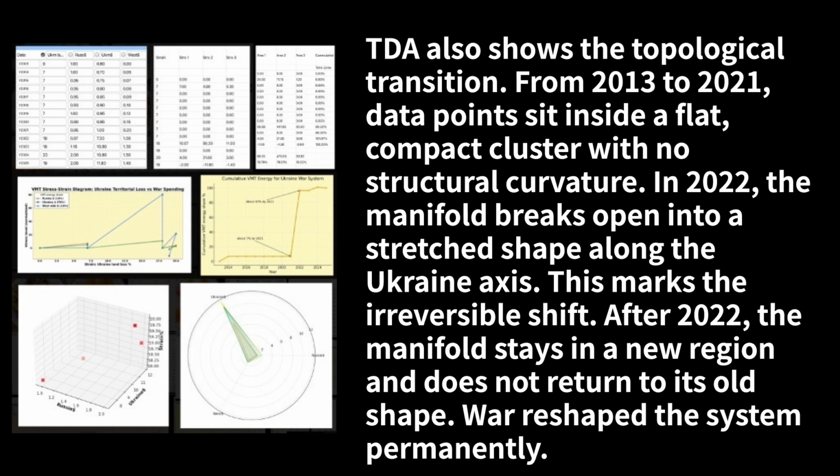TDA also shows the topological transition. From 2013 to 2021, data points sit inside a flat, compact cluster with no structural curvature. In 2022, the manifold breaks open into a stretched shape along the Ukraine axis. This marks the irreversible shift. After 2022, the manifold stays in a new region, and does not return to its old shape. War reshaped the system permanently.